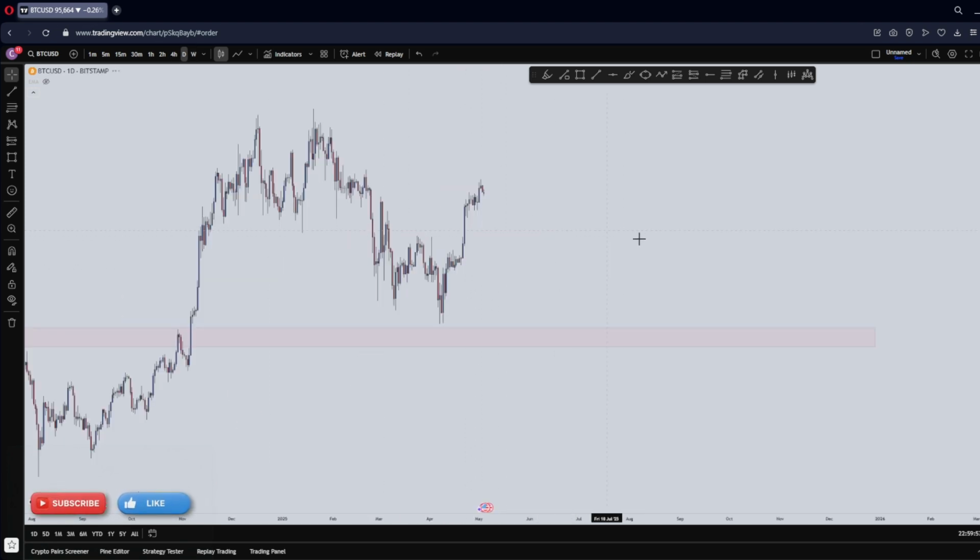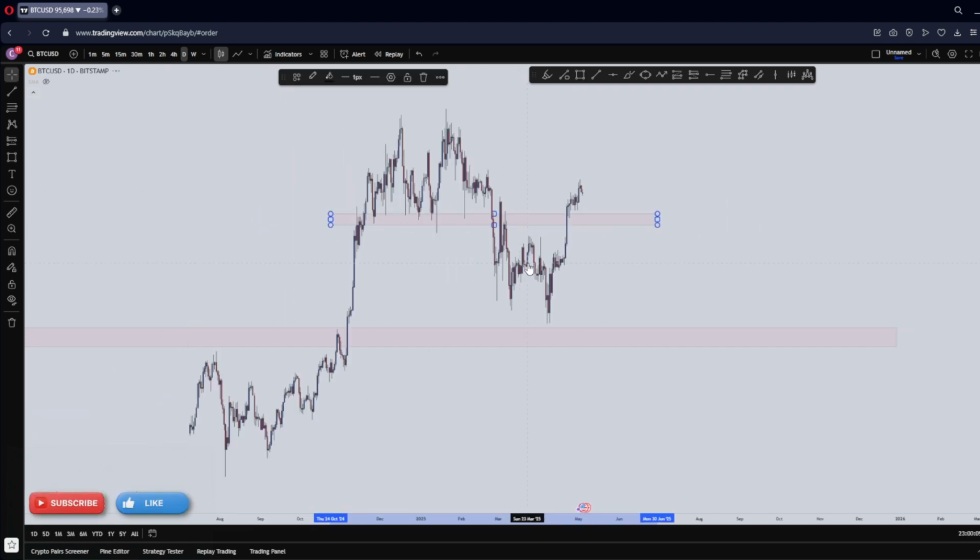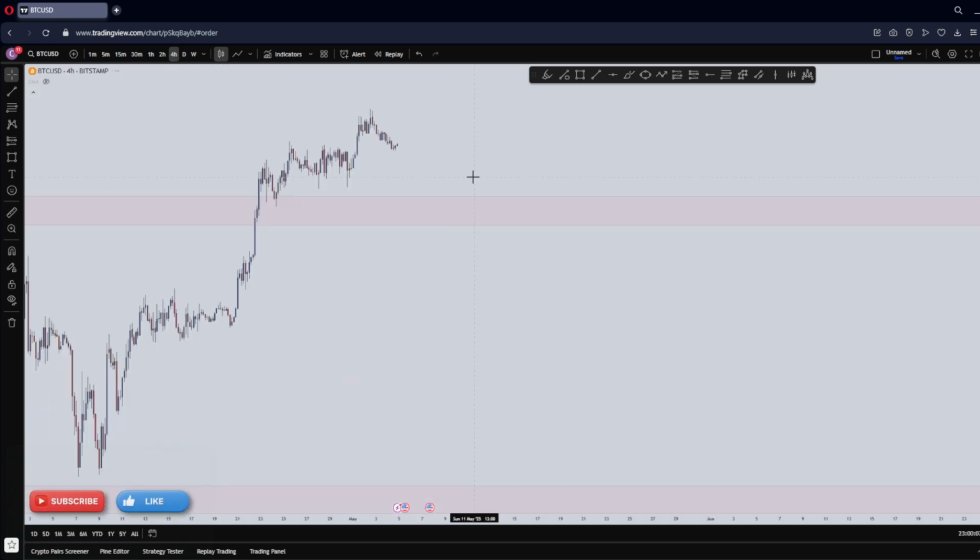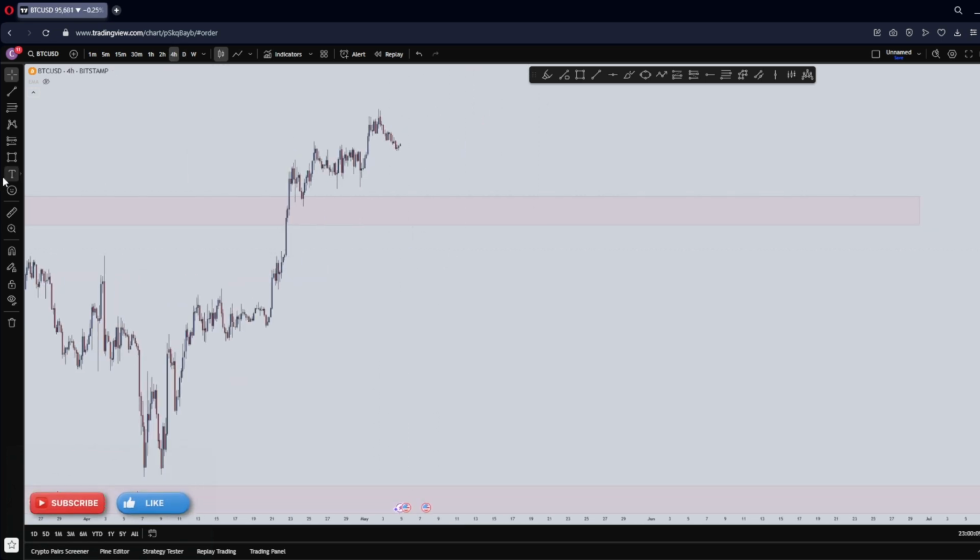Let's go to the weekly time frame. So what's the other key level on the weekly time frame? We have this area. Okay. So let's go to the 4-hour. What can we see? Is there any potential trade? I don't see anything reasonable here, honestly. There isn't anything much here.